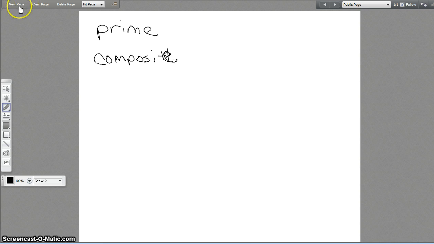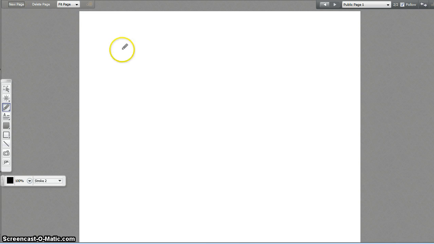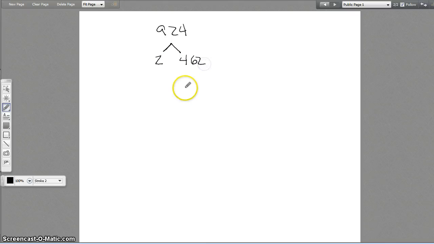Okay, so the first thing we're going to work on is factoring. So as an example, if we wanted to factor 924 as prime numbers, looking at this, you can automatically tell that 2 goes into this because it's an even number. So I'm going to break it down into 2 times 462. Okay, looking at 462, again, that's an even number, so we can break that down. 2 into 231.